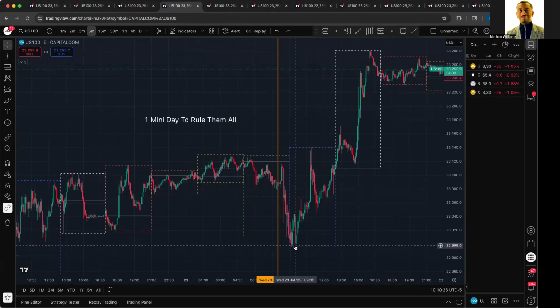You can see here mini Friday took the low of the mini week, and it also took the high of the mini week. That's why I call it the one mini day to rule them all: mini Friday ran up, ran down, swept the low of the week, and then ran up and took the high. This can happen on Thursday as well. Thursday can be the mini day to rule them all.